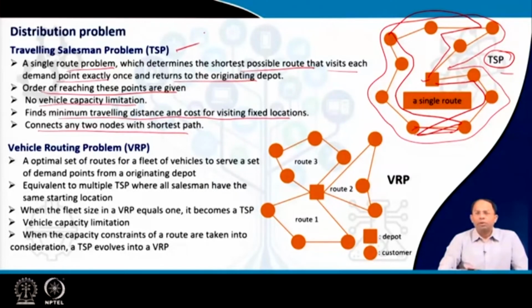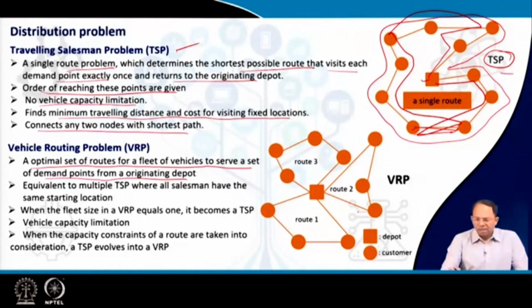Now, what is a vehicle routing problem? It's a variant of the traveling salesman problem, where we find an optimal set of routes for a fleet of vehicles to serve a set of demand points from an originating depot. For serving these demand points, there may be a vehicle capacity restriction. One vehicle may not be able to serve all points, so it has to make 3 journeys, that means conduct 3 journeys in 3 routes.